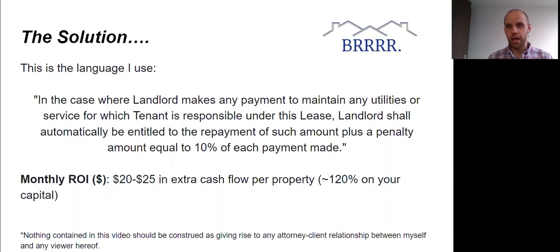So you should be capitalizing on it. Include a provision there that you think is fair, 5, 10%. But this is the kind of language you should have in your contract, and it's going to put more money in your pocket on a monthly basis, and rightfully so. You're covering expenses that somebody else has agreed to pay for.